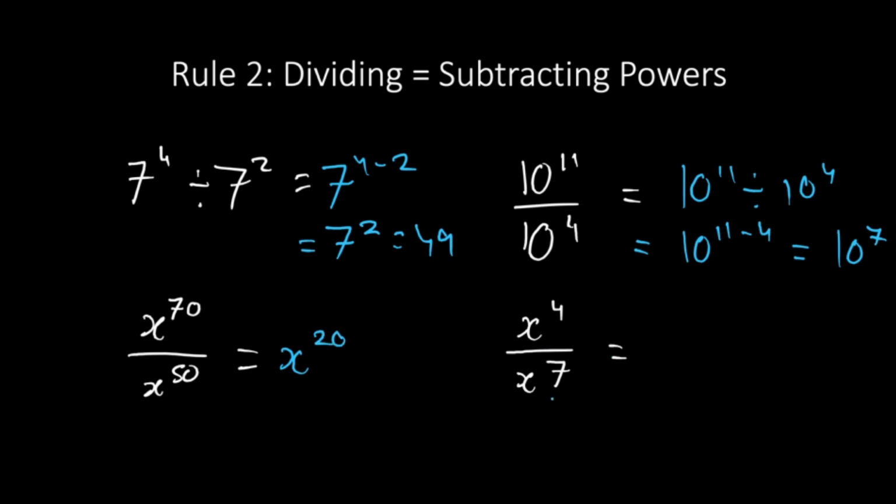X to the power of 4 over x to the power of 7. This one's slightly trickier, okay? Just break it down. x to the power of 4 divided by x to the power of 7. That would give you x to the power of 4 minus 7, which will give you x to the power of minus 3. Yep, minus, because 4 minus 7 is minus 3.